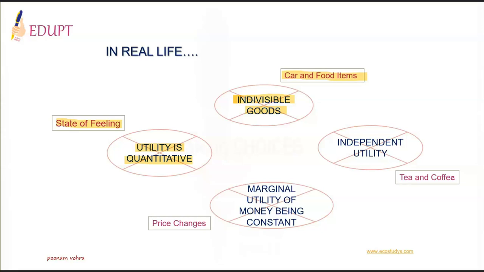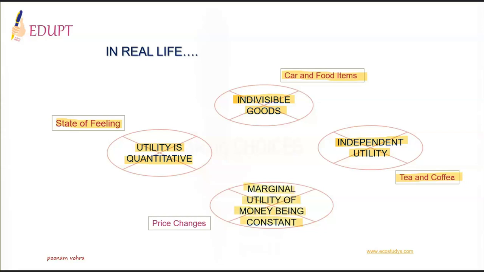Third, utility analysis assumes that utility derived from various goods is independent and utility is additive. Total utility is the sum of separate utilities of the various goods. In real life, utility derived from a good depends upon availability of some other good, like tea and coffee. Whether the utility from tea is more or less depends upon the utility derived from coffee. So utility is not independent. It depends on other goods too.